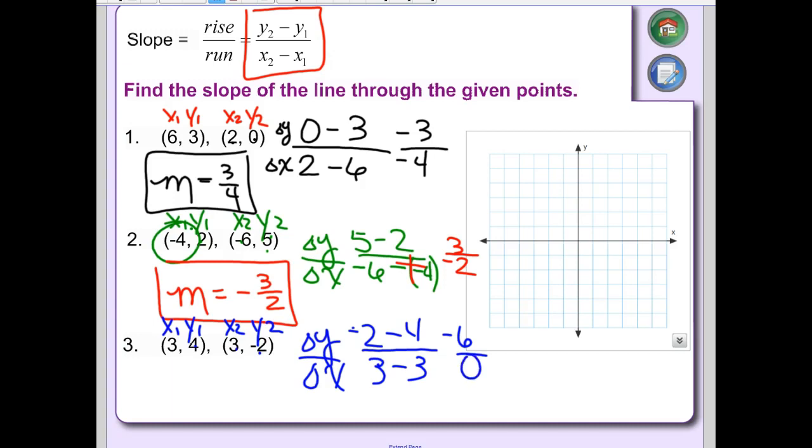We got a 0. Where is the 0? The 0 is in the denominator, so we could say no slope, or you could say undefined. If it's no slope or undefined, what kind of line do we have? Yep, it is a vertical line.